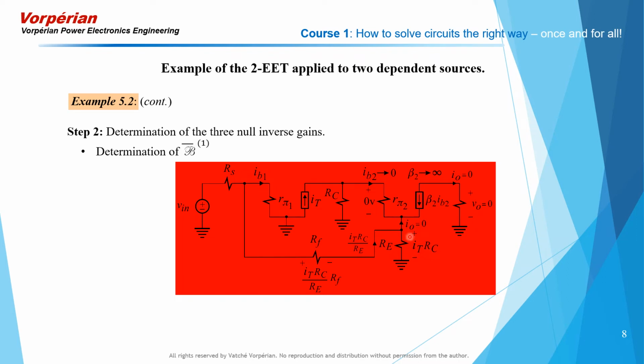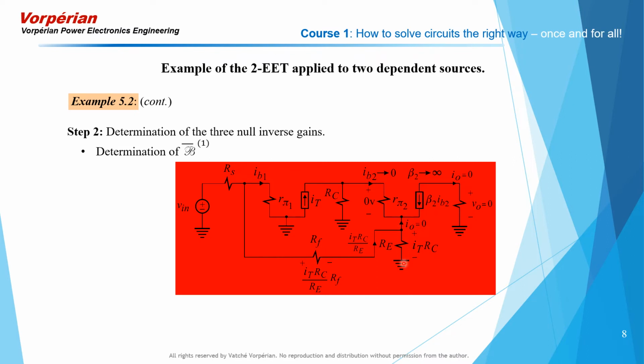IT times RC therefore appears across RE, and it will start a current through RE, which is the one that's going to flow entirely through the feedback network. And that current is going to be simply IT times RC divided by RE. And when that current flows through RF, it will create a voltage drop across it, IT times RC divided by RE times RF. Now, this node here, with respect to ground, will experience a potential which is the sum of the potentials across RF and RE. Just follow the path.